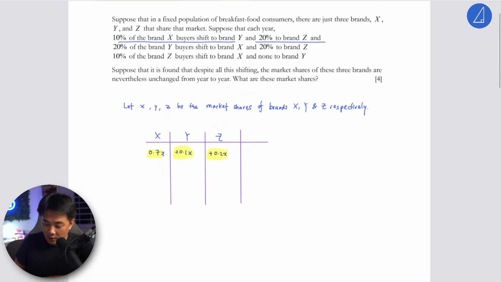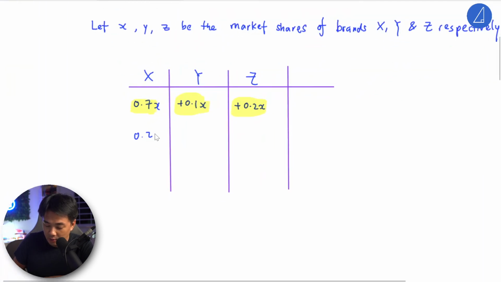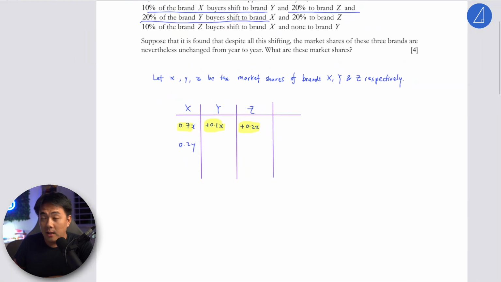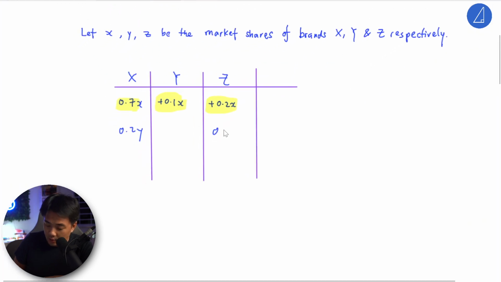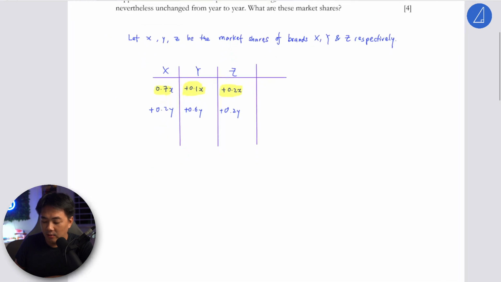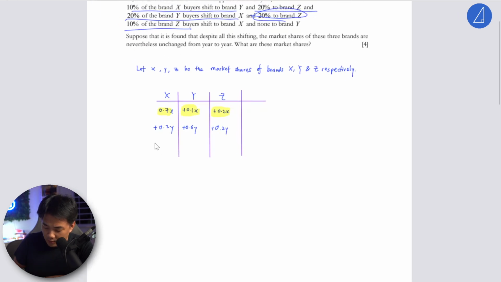Then after which we have 20% of brand Y moved to brand X. So 20% meaning 0.2Y moves to brand X, and another 20% to brand Z, meaning this is 0.2Y, right? So this is plus and this is plus as well, but you could just put this as plus 0.6Y. So meaning you have 0.6Y remaining, right? Then 10% of brand Z shift to brand X, so 10% of Z. Then this is left with 0.9Z.